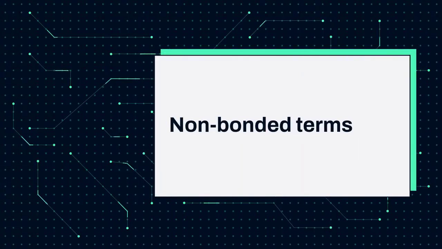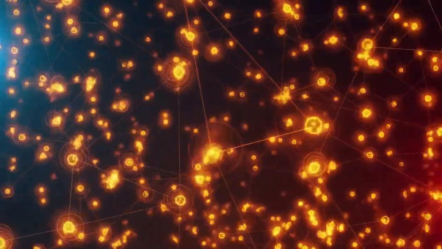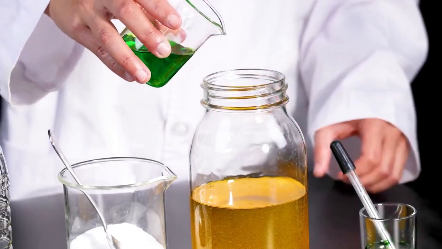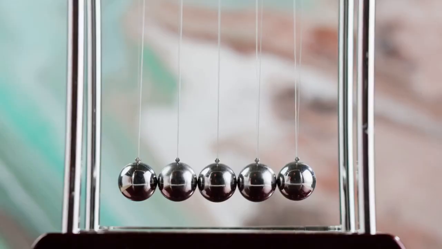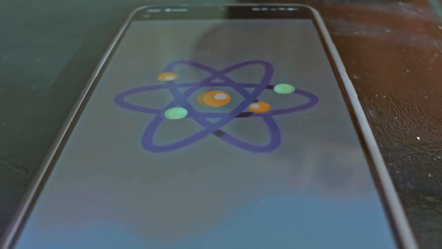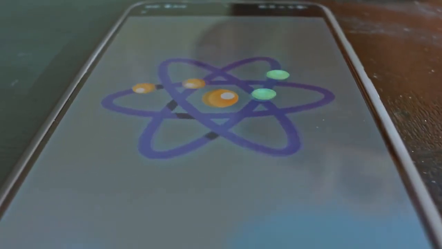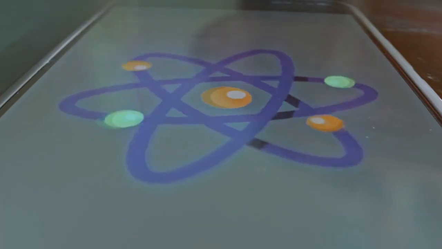The second part covers the non-bonded terms. These describe interactions between atoms that are not directly connected. This includes the van der Waals forces, which you can think of as the personal space of atoms. They attract each other from a distance but repel if they get too close. It also includes electrostatic interactions, which is the classic rule of opposites attract for atoms with positive and negative partial charges.